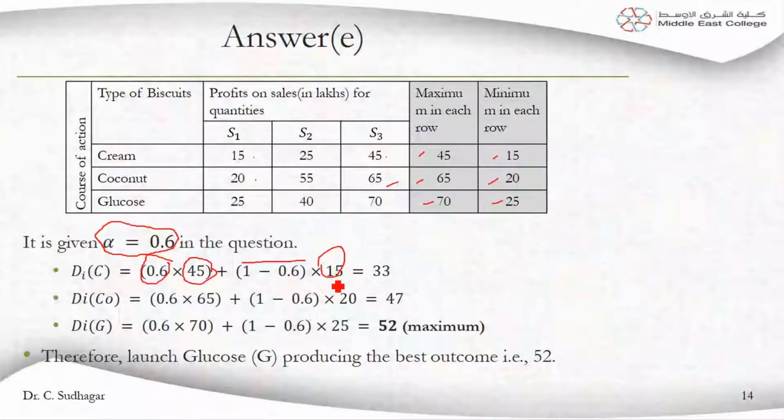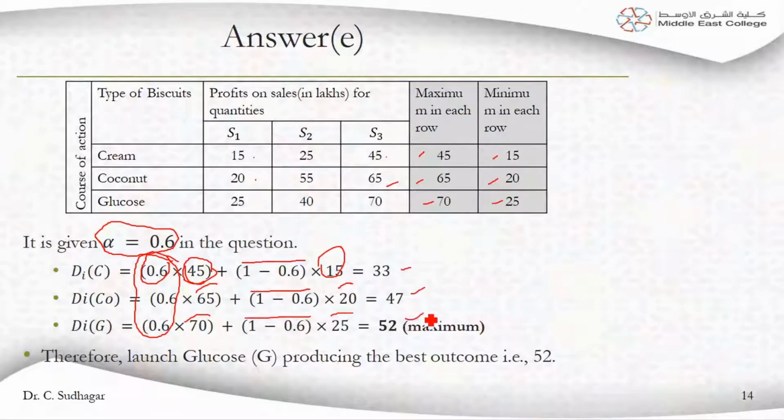So what are the values we are getting here? We are getting 45, 65, 70. So put 45, 65, 70. All the first place is going to be 0.6. Then for minimum, you make it 1 minus 0.6 into 15, 20, 25. So use a calculator to calculate the values. We are getting 33, 47, 52. So these are the values we are getting.